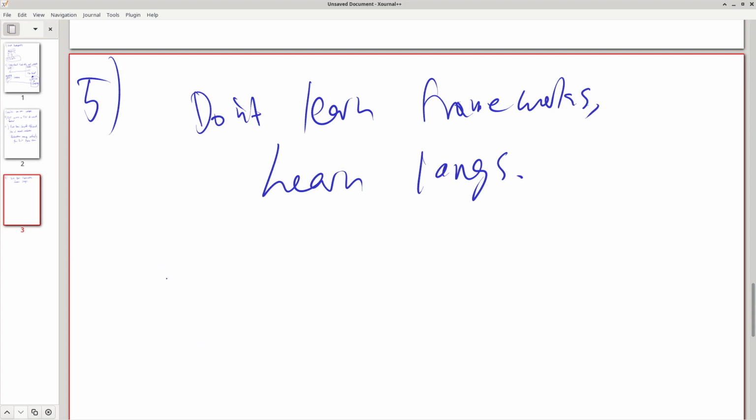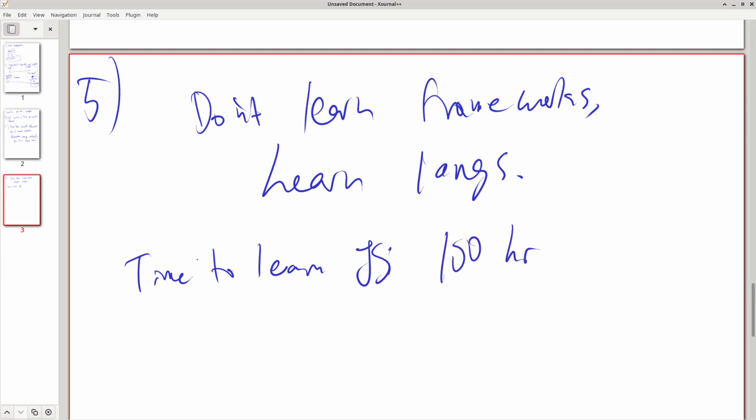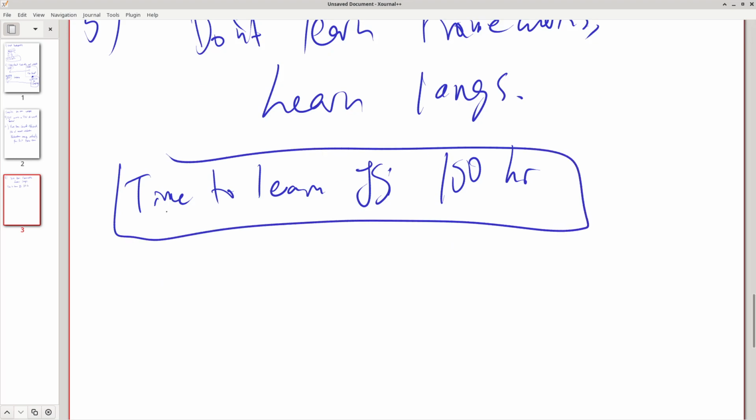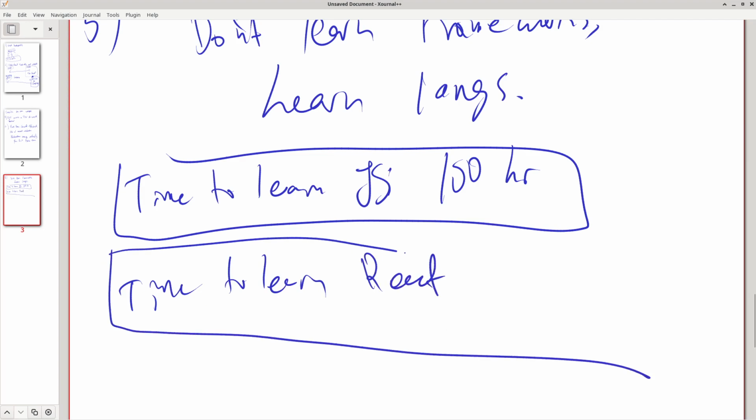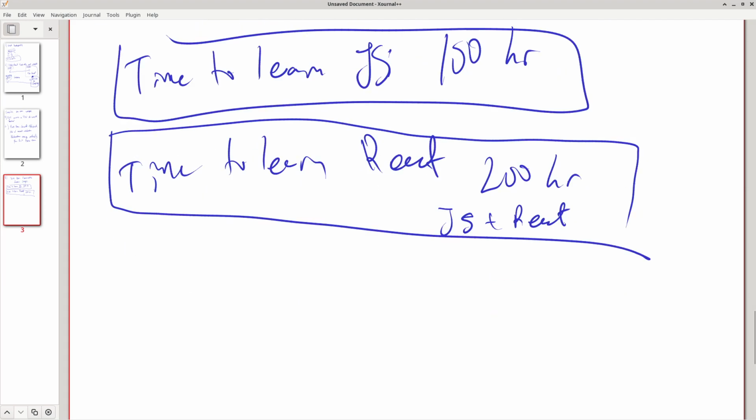So what I mean by that is, say the time it takes to learn a language, say JavaScript, say it's 100 hours, from scratch. And now say the time to learn React. There's going to be a bit more than 100 hours. It's probably going to be like 200 hours, right? Because you have to learn JS plus React here. Whereas if you first learned JS, then React, maybe it's only 150 hours.